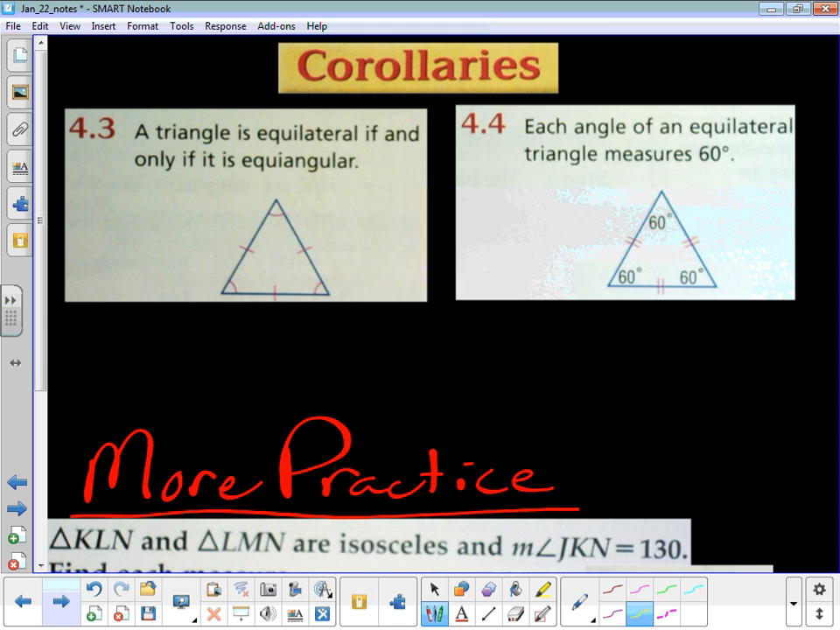Okay, there are some corollaries to this, and they refer to the equilateral triangle. Corollary 4.3 is what our book calls it. A triangle is equilateral if and only if it is equiangular. So if all three sides are congruent, then all three angles have to be congruent. That kind of goes back to that theorem. And likewise, it's the equilateral triangle theorem, which just says all three angles of an equilateral triangle have to be 60 degrees.